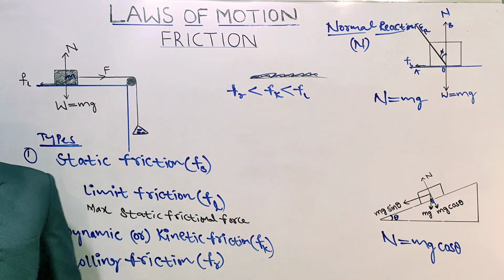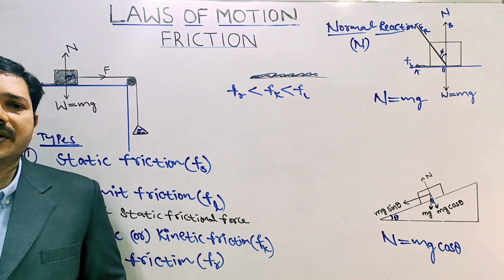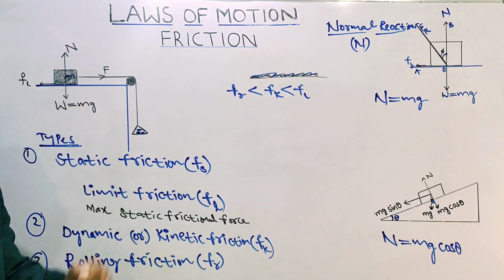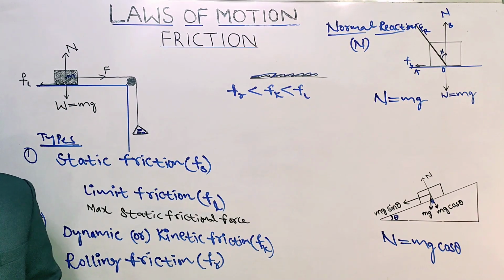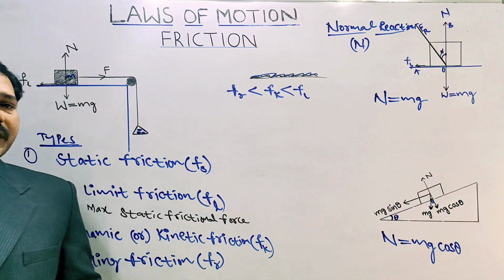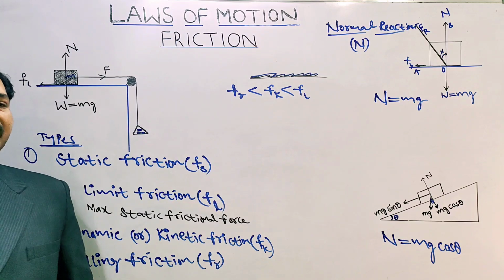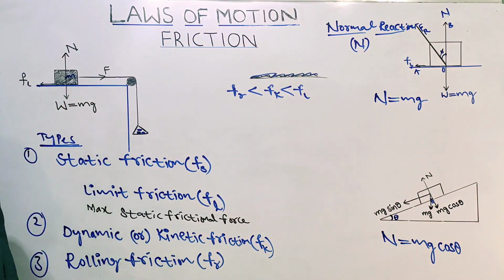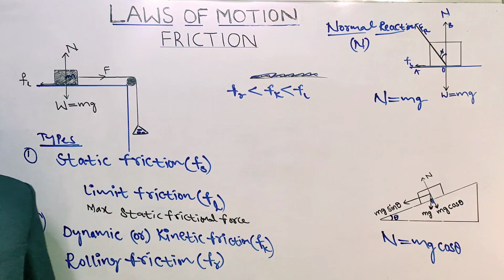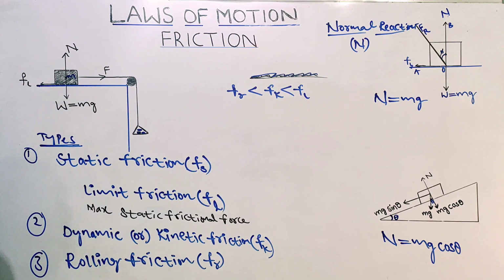Kinetic and static friction do not depend on the area of contact; they depend only on the nature of the body and the contact surfaces. But rolling friction depends on the area of contact.